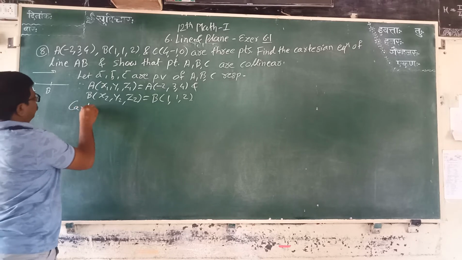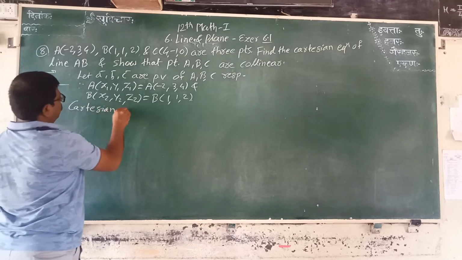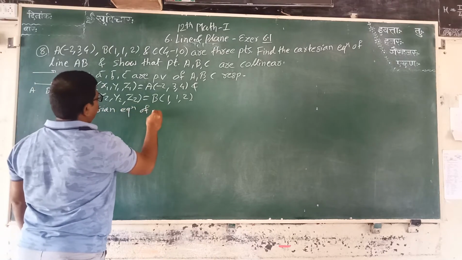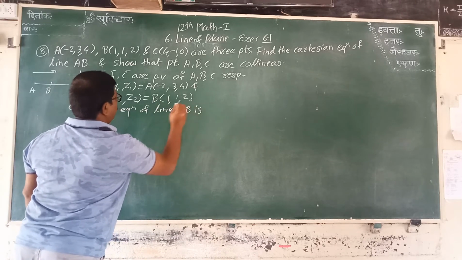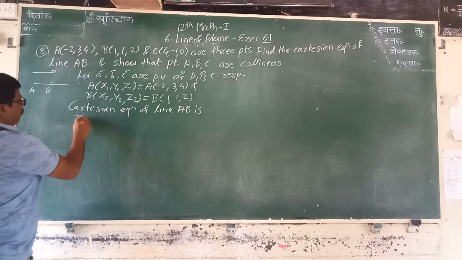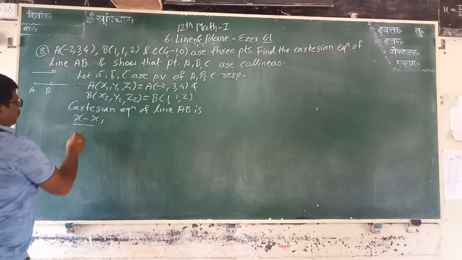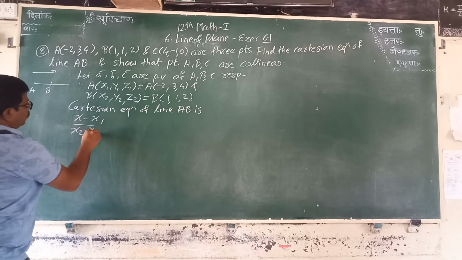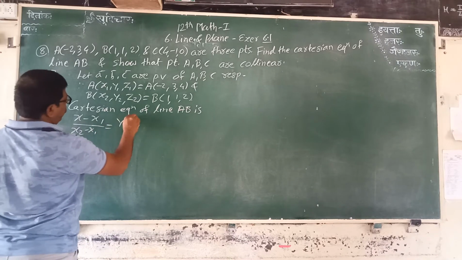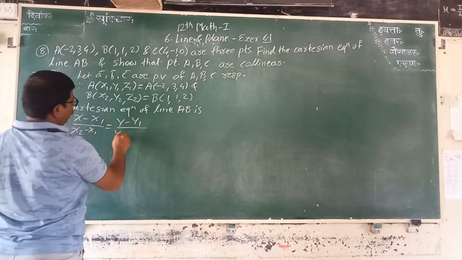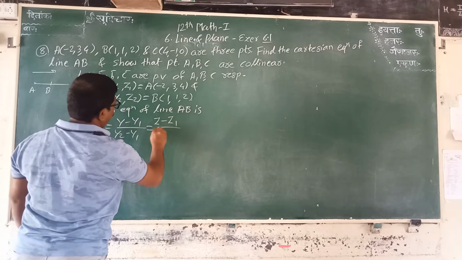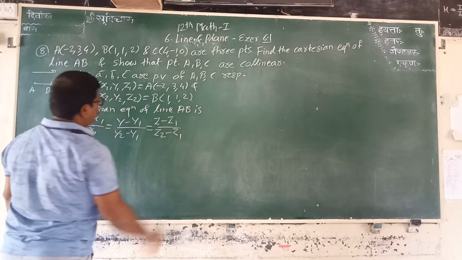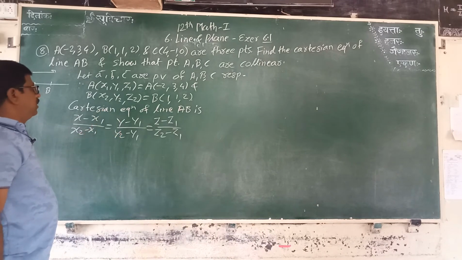Now, the Cartesian equation of line AB is, here you know the formula: (x minus x1) upon (x2 minus x1) is equal to (y minus y1) upon (y2 minus y1) is equal to (z minus z1) upon (z2 minus z1). This is the formula for this equation.